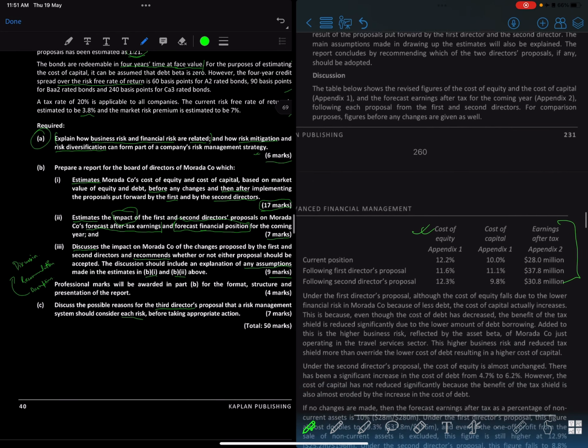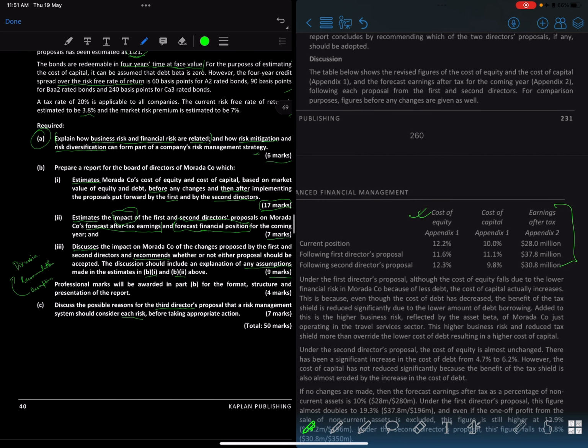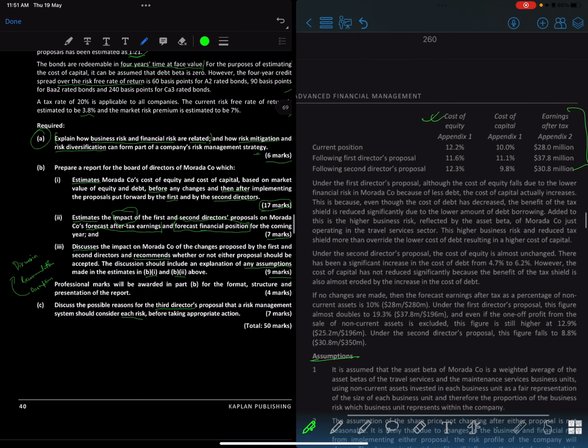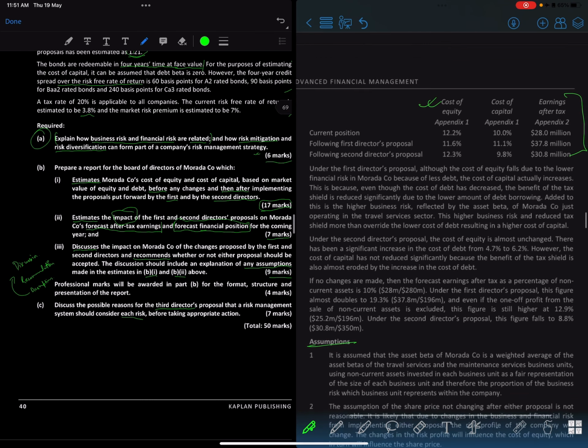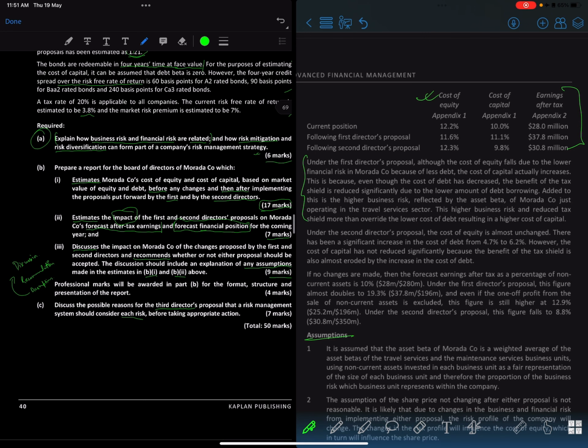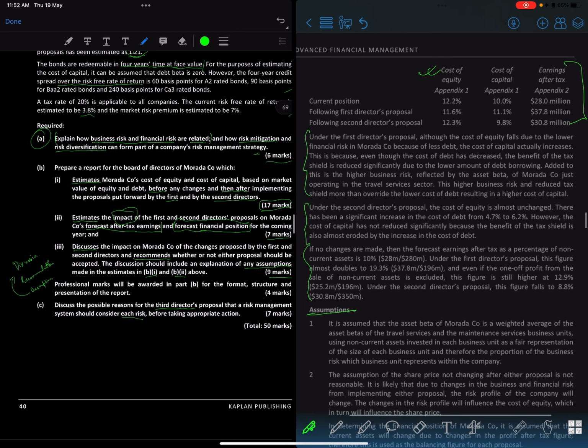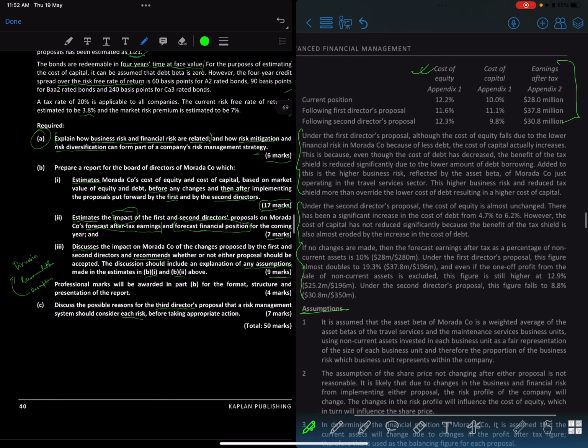In the discussion section, what we can do is say that the table below shows the revised figures of the cost of equity and cost of capital, and then the forecast after-tax earnings for the coming year. We can just reference the appendix that we've created. For comparison purposes, figures before any changes are given as follows. So under the first director's proposal, then the second director's proposal, and then what could be done. Just a discussion on it.